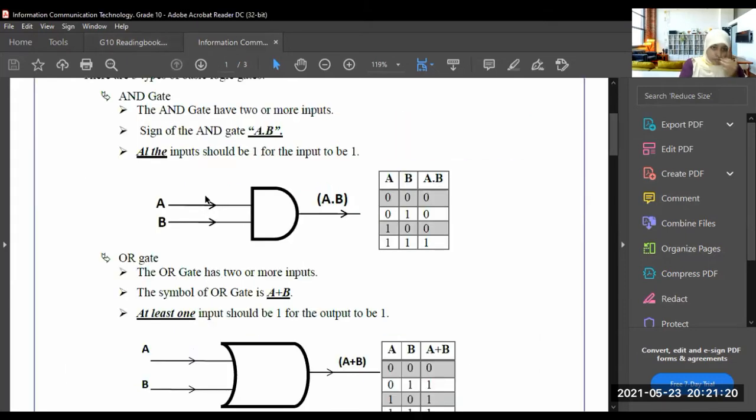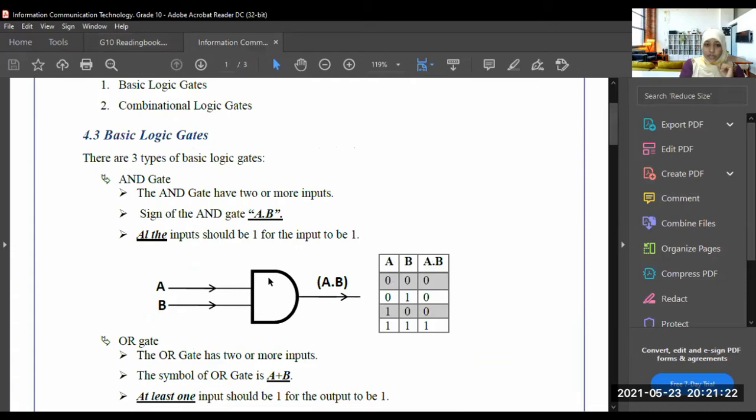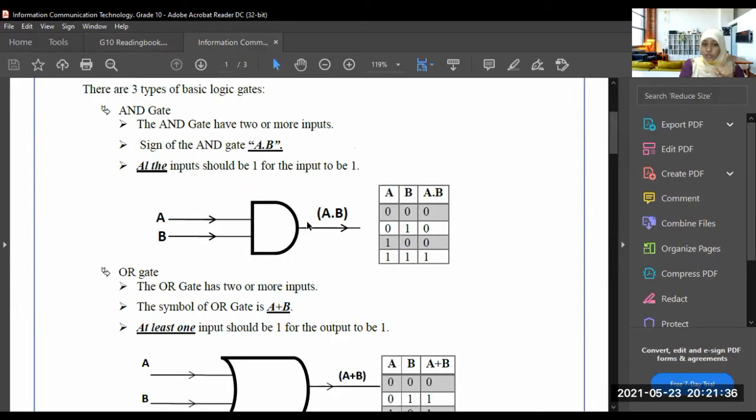So here I didn't tell you the drawing of the AND gate, right? It is like a half circle, right? Half circle means it should be like this. When you draw the AND gate, okay, it should be like this, half circle.